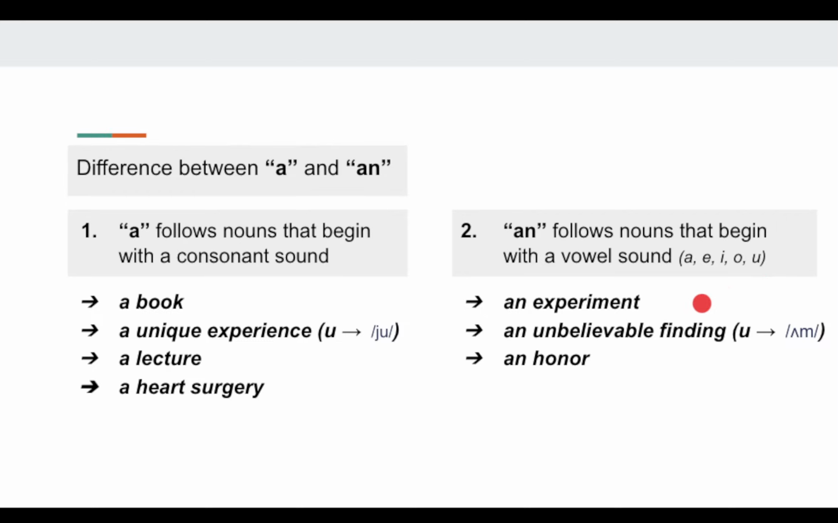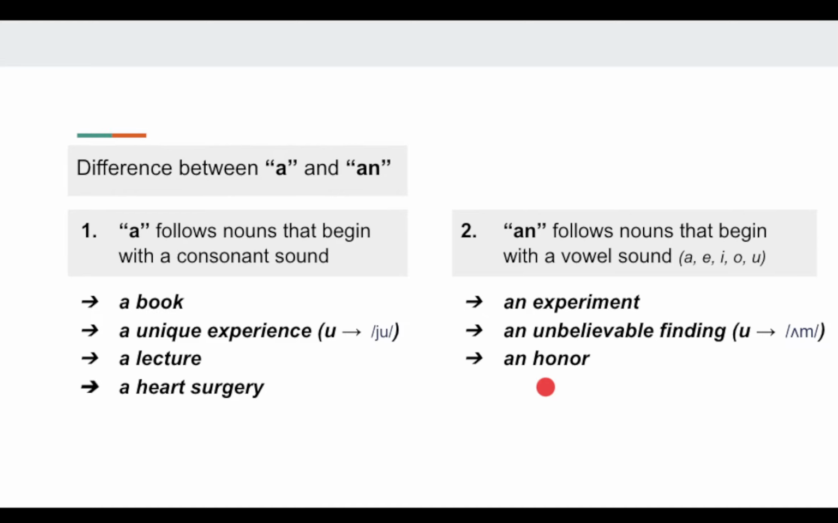An experiment. Look at this, an unbelievable finding. You see how it's pronounced differently from this one. A unique experience, a unique experience. An unbelievable finding. Another example, an umbrella. And look at our last example, we have the letter H. However, this letter is silent. That's why we say an honor.